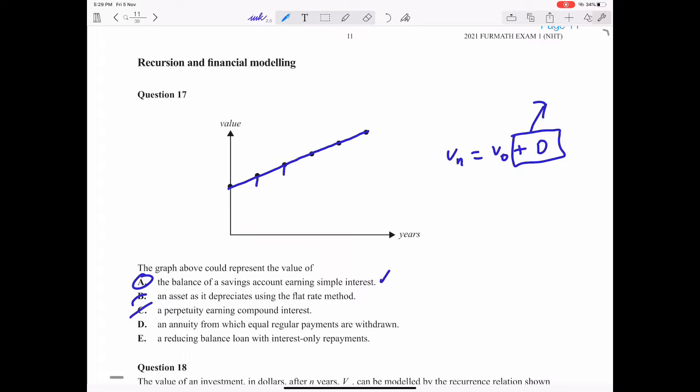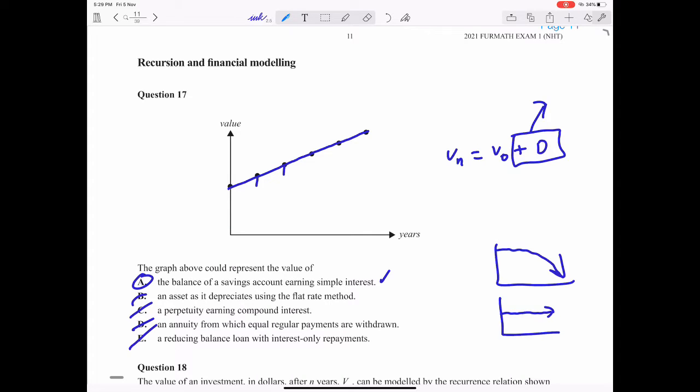D, an annuity from which equal regular payments are withdrawn, that's also incorrect because you should know that an annuity graph should look something like this. That's because we're taking out the interest earned plus extra money that's in the account. So therefore it decreases like this, and that would be a graph modeled similar to an annuity. So therefore D is incorrect. E, a reducing balance loan with interest only repayments. That is incorrect because an interest-only loan would have the same value after each year, which is not the case in the graph above.